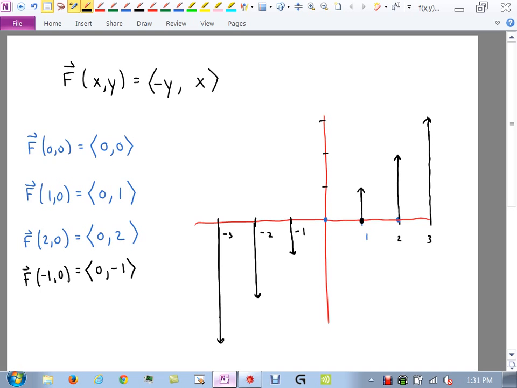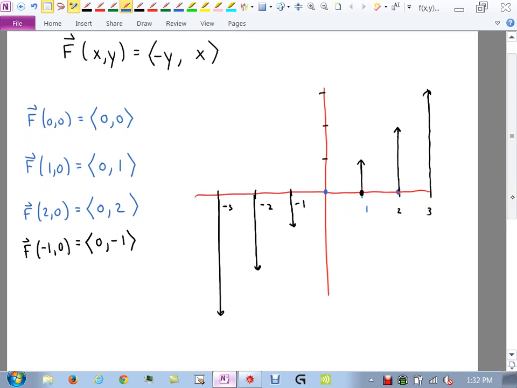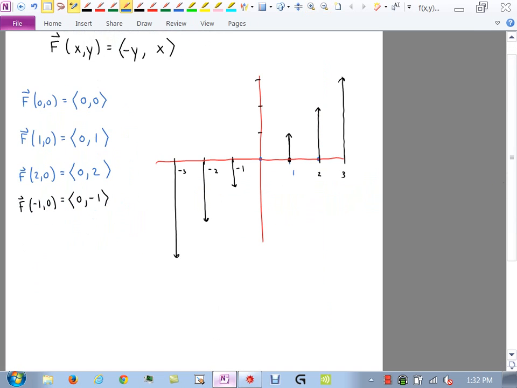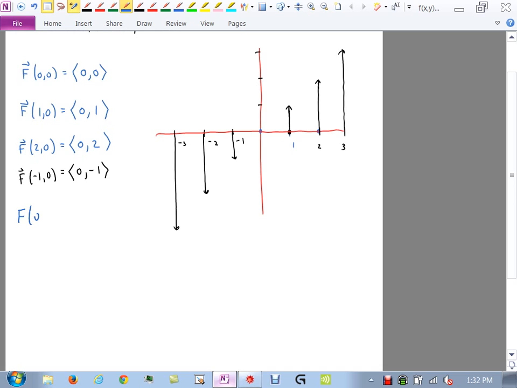How about going y-axis? Let's go up a little bit. What would f of 0, 1 give us? Negative 1, 0, right? Which way is that pointing? To the left 1? So at 0, 1, which is up on the y-axis, I point to the left 1, don't I? Like that? What if I go up to 0, 2? What's going to happen? It's going to point to the left 2. If I went up again, left 3, right?